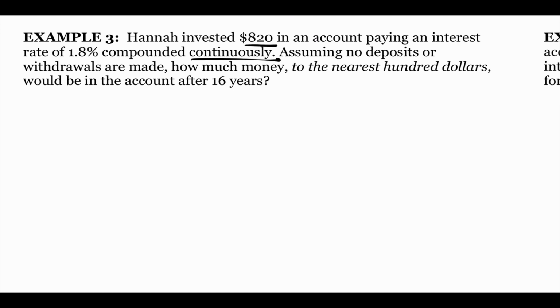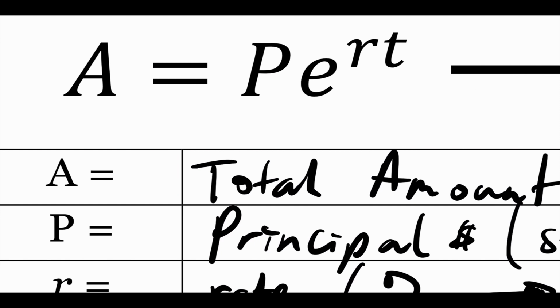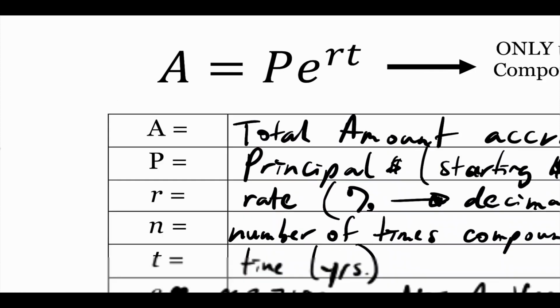Now we got that word continuously, right? The rate is 1.8%. How much money after 16 years? Continuously. I can't put a number on continuously. If I do something continuously for 1 year, how many times do I do it? I don't know. A lot. So that's why we use the second formula called the PERT formula. Still have a P, still have an R, still have a T, but now we have an E as well.